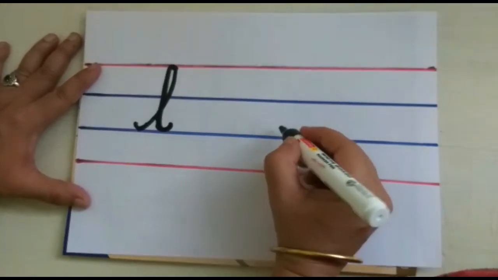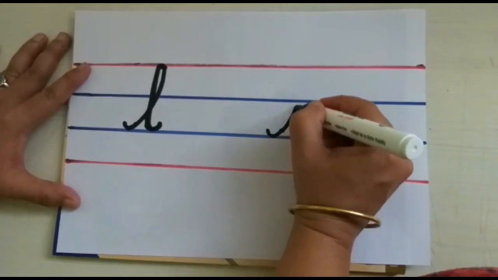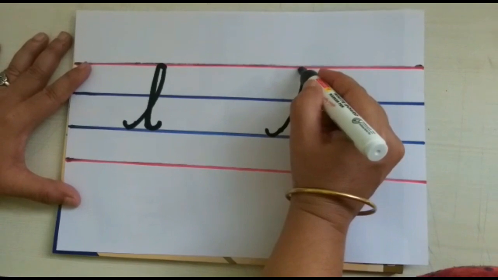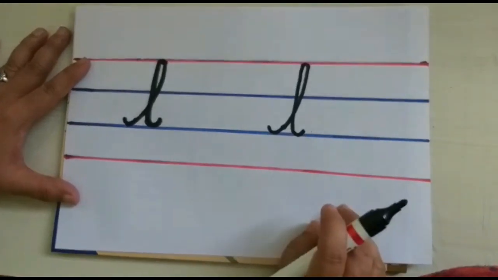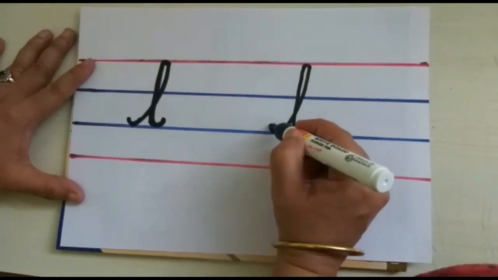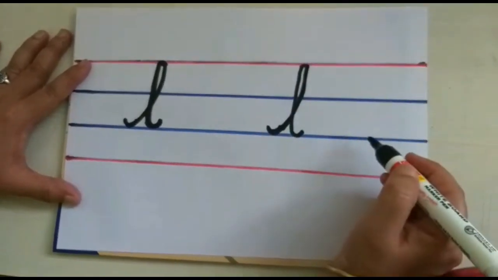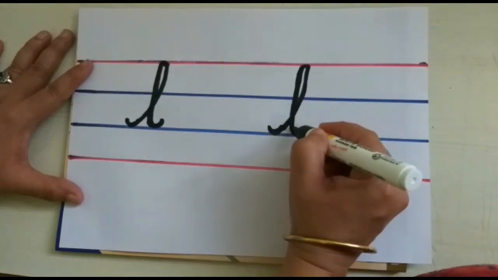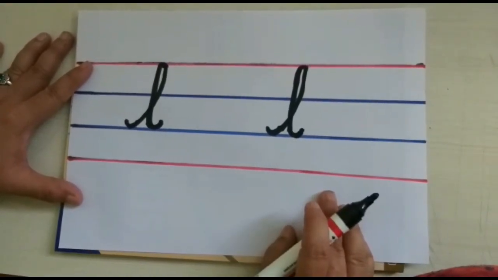Shall we write once again this side? Make a small curve. Go up to the first red line, like a slanting line, children. Now turn back. Come down to the third blue line and make a small curve. This is small cursive L. Once again we will write. Make a small curve. Go up to the first red line, children. Slanting line, then turn back. Come down to the third blue line and make a small curve. This is small cursive L.